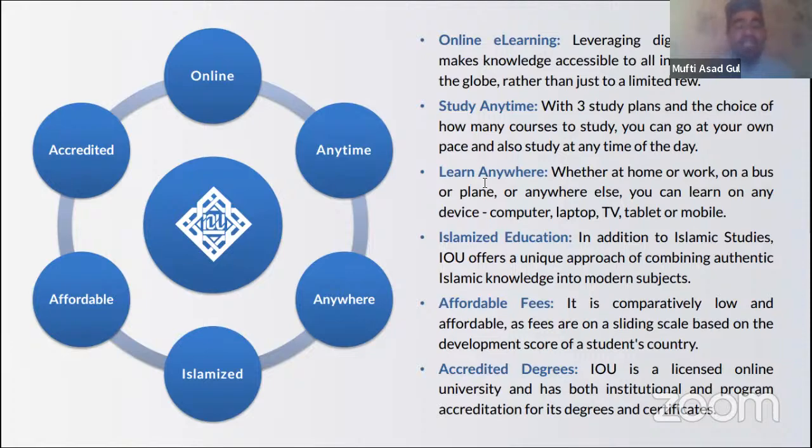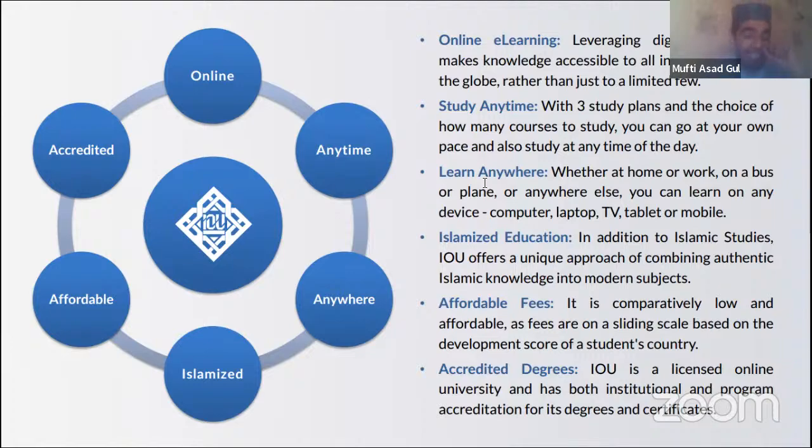The fifth point is about affordability, the most important point for all the students and for all those people who think that they are from a middle class or lower middle class family. So IOU gives you the opportunity to have an affordable fee structure and take authentic Islamic education. Now most of the students think, okay, we are getting education and we will take the degree from the International Open University.